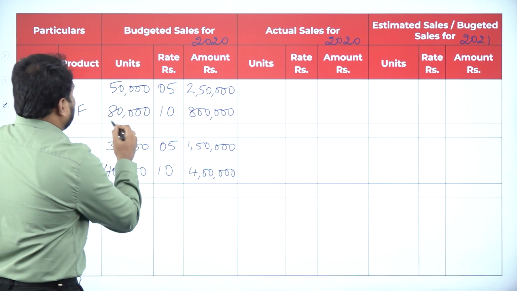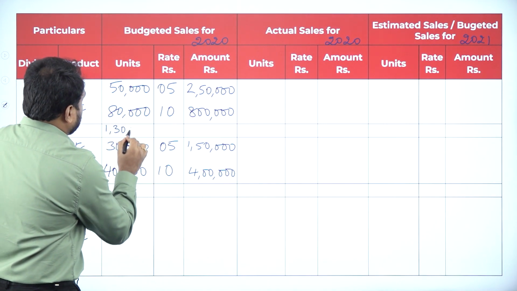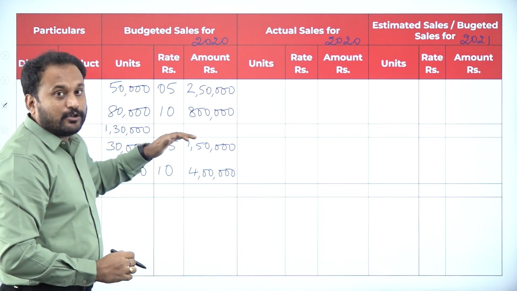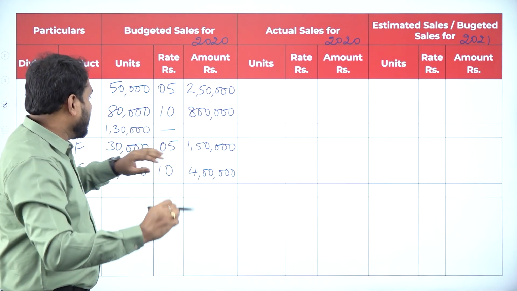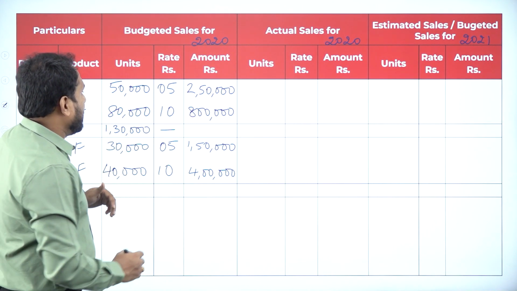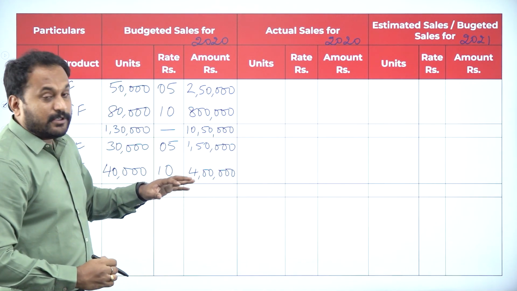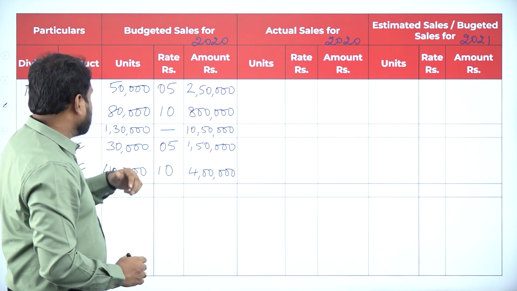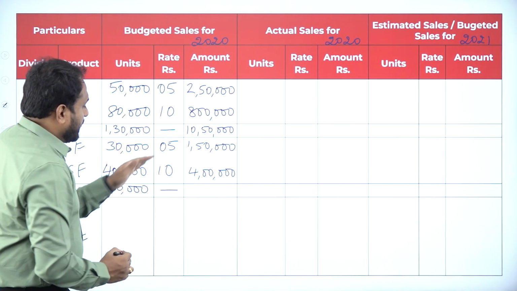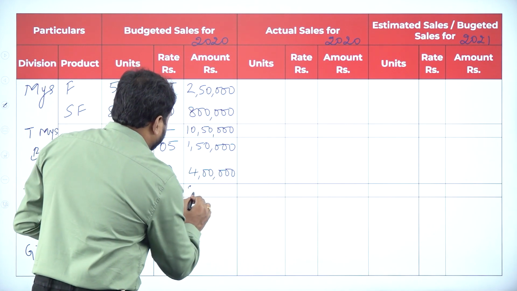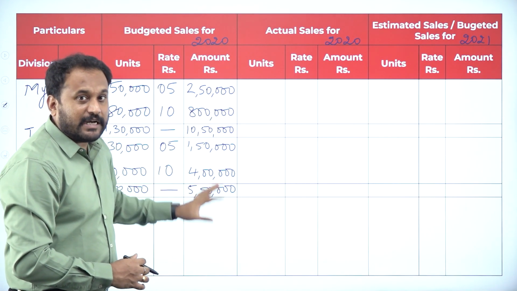If you calculate 50 and 80, that is 1,30,000. Now rate, I told you, you are not supposed to add, so it is a dash here. Don't leave it blank, it is a dash. You just need to write that. Now 2,50,000 and 8 lakh, if you go with it, you get 10,50,000. I want you people to have a calculator so that it is very easy for you to calculate each and everything. Now 30 and 40 becomes 70,000. Again, rate you are not supposed to calculate. Now here it is 5,50,000. So we are done for Mysore and Bangalore, that is budgeted sales 2020.